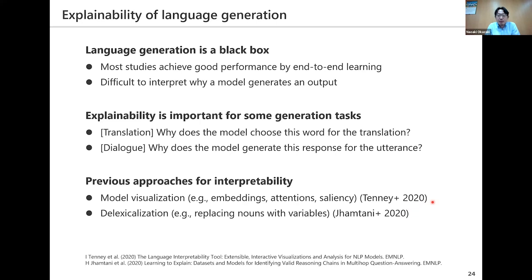Model visualization shows embeddings, attention map or saliency map in the model, but this is too difficult for an end user. The lexicalization replaces, for example, nouns with template variables, but this degrades the performance of the original model.